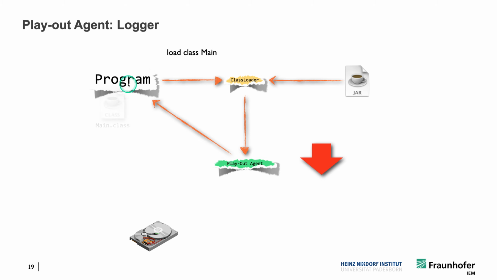Now then this class is actually passed to the program and it's being instantiated and run. So it's executed. And then this also means if we now load additional classes such as java.lang.reflect.Method, then this is being returned as well, is instrumented as well.